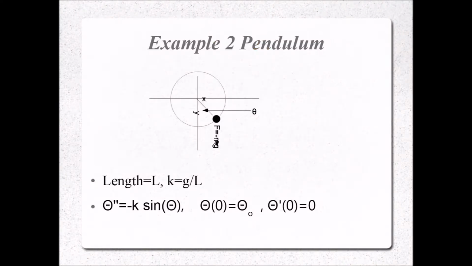The next example is a simple pendulum, a simple frictionless pendulum. From physics, we take the example of a rod of length L, which is hinged at the top and carries a weight of mass m. The end of the rod makes an angle of theta with the vertical axis. Theta is positive to the right and negative to the left.